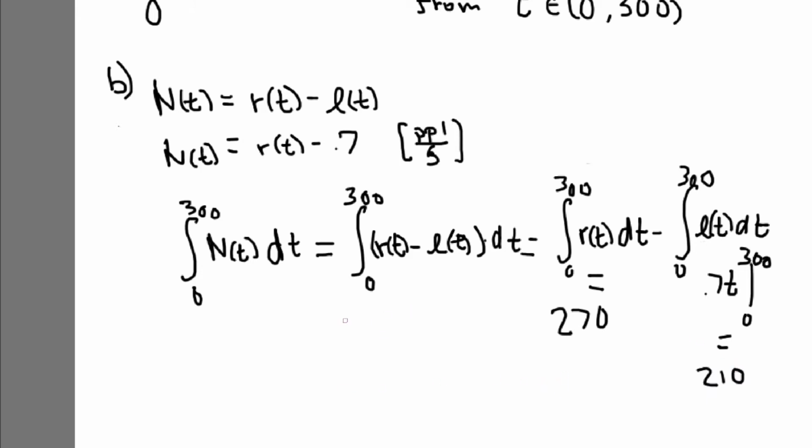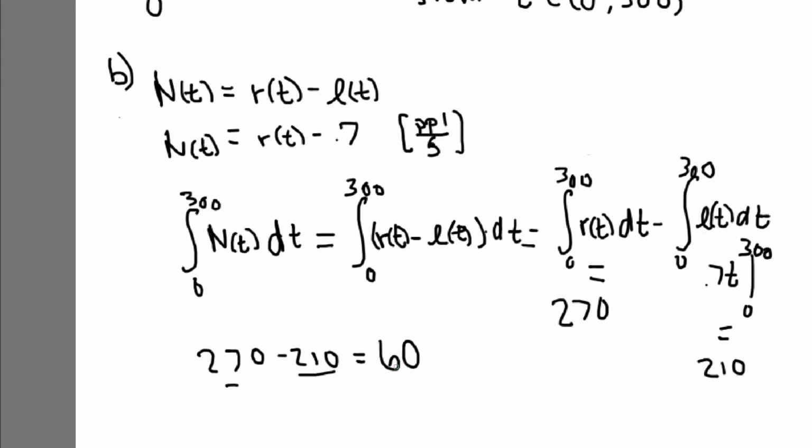So now we have 270 minus 210, which equals 60. Again, just the intuitive explanation to this: over the time period 0 to 300, over the 5-minute interval, 270 people entered, and then 210 people left. So overall, there were 60.